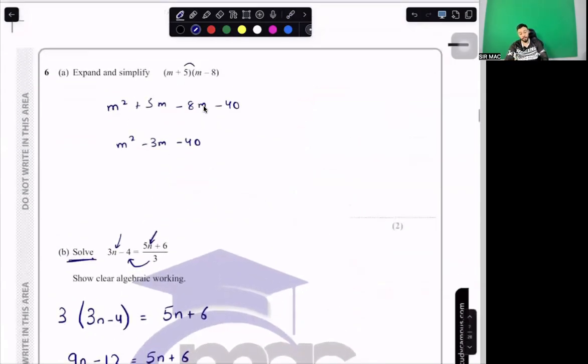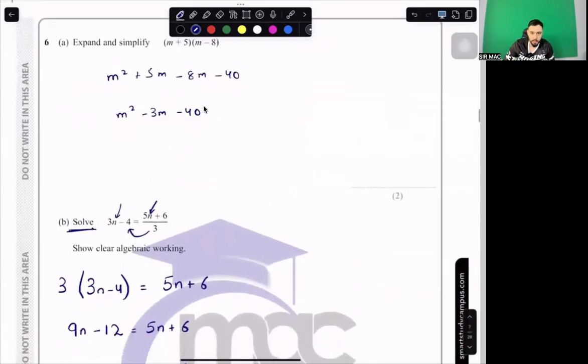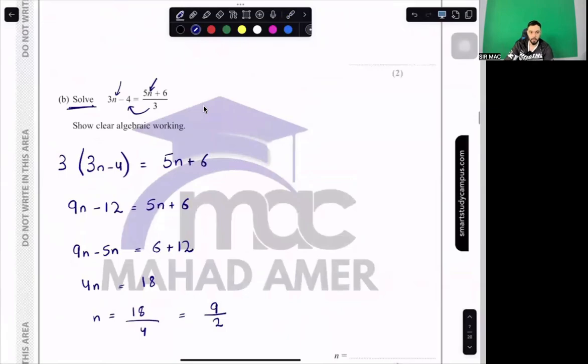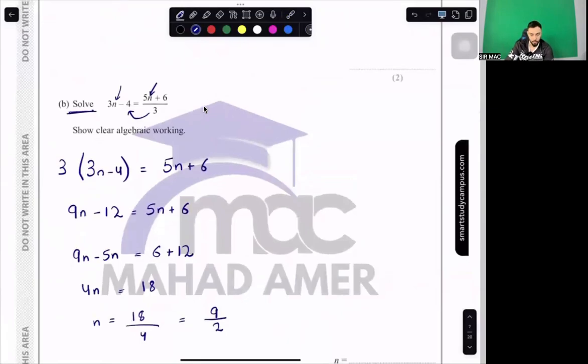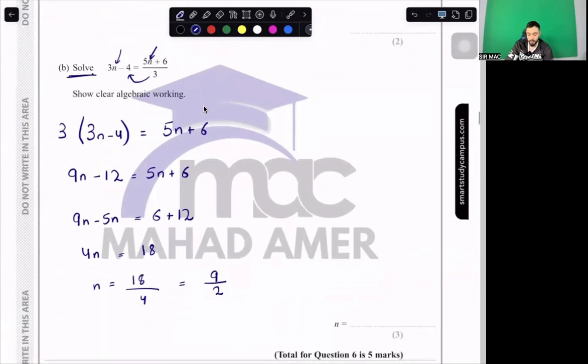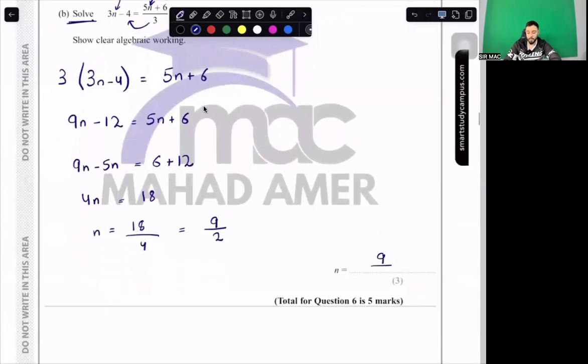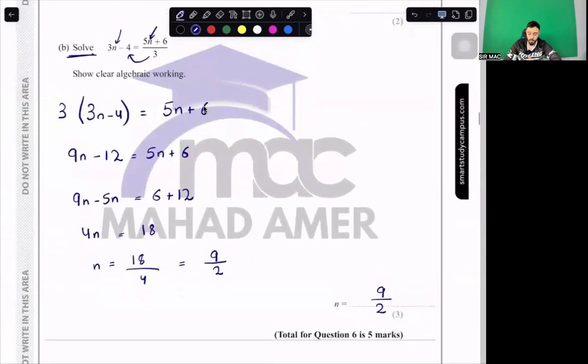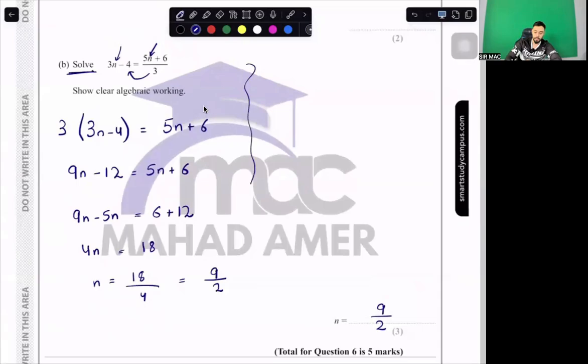Whenever they're asking you to expand and simplify, there's no need to get the value of anything. You're just going to be writing it in simplified form. If they're asking you to get the value of n, you actually have to solve it and get the value. You can write it as 4 over 4.5, but it's recommended to write it in fractions. The first answer of the mark scheme always recommends writing it in fractions. So that's how you solve it.